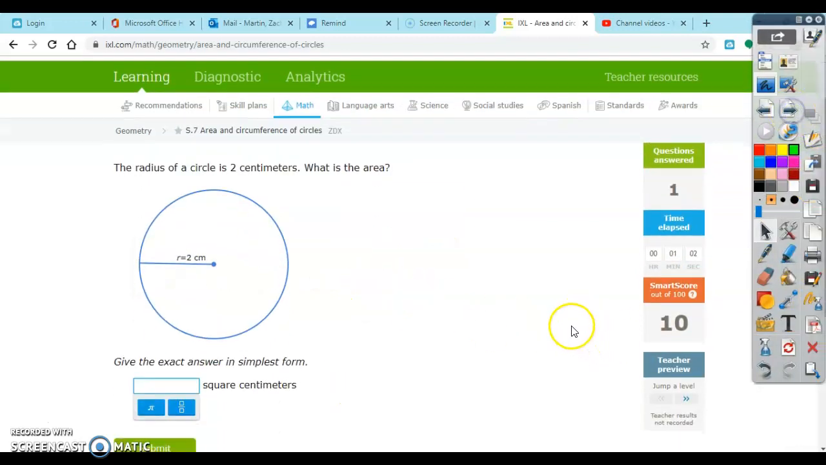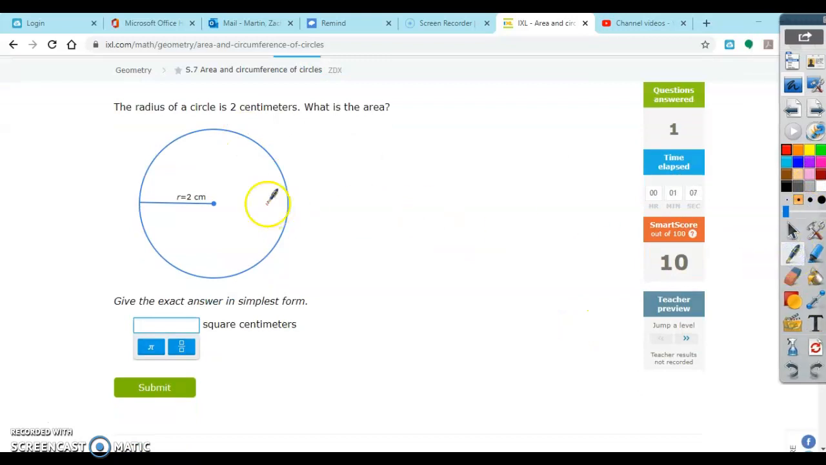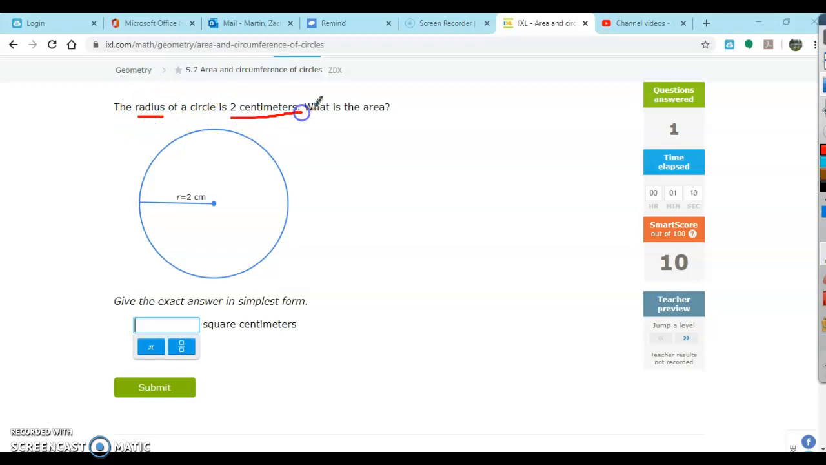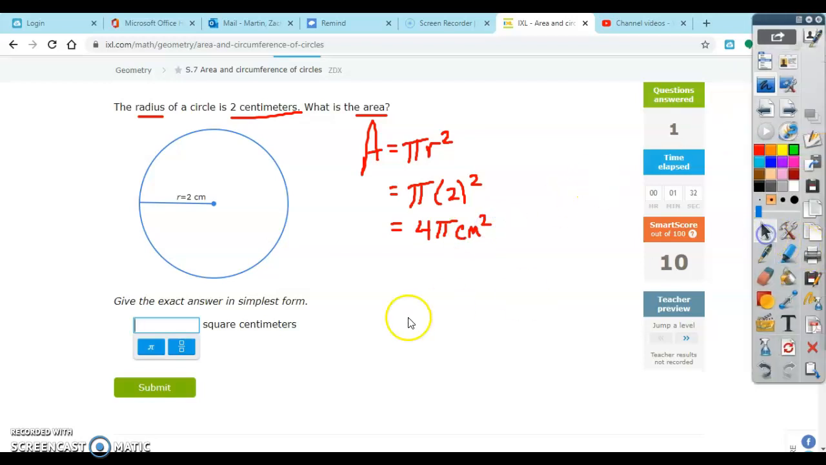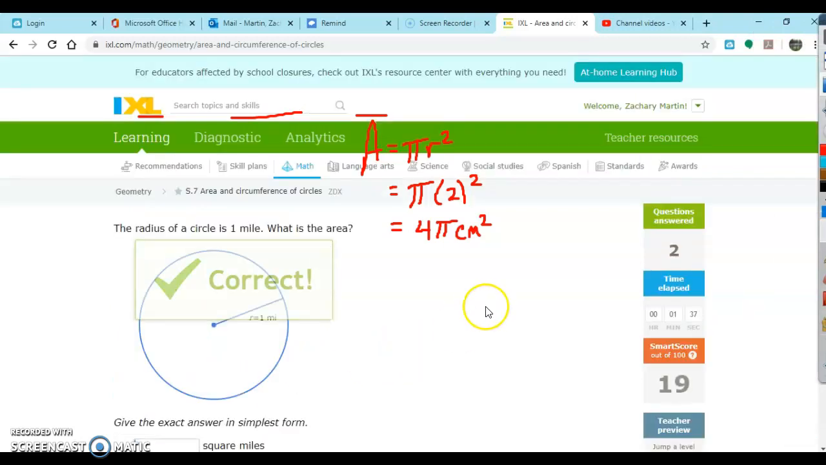The next one, they ask us about area, and they give us the radius. The radius of a circle is 2 centimeters. What's the area? Well, the area of a circle is pi r squared. So that's our area formula for a circle. That's going to be pi times 2 squared, which is 4 pi centimeters squared, or square centimeters. So 4 pi square centimeters is our area. So 4 pi, submit. Correct.